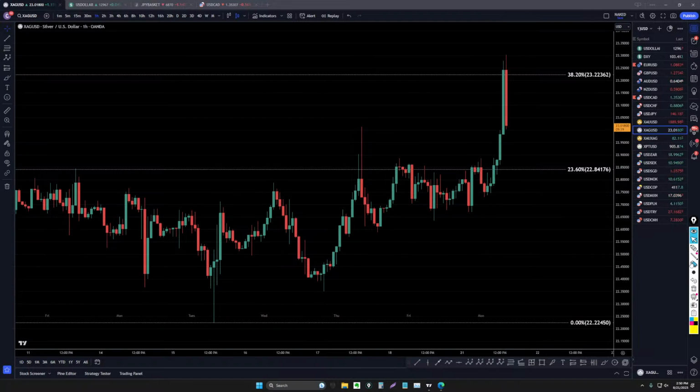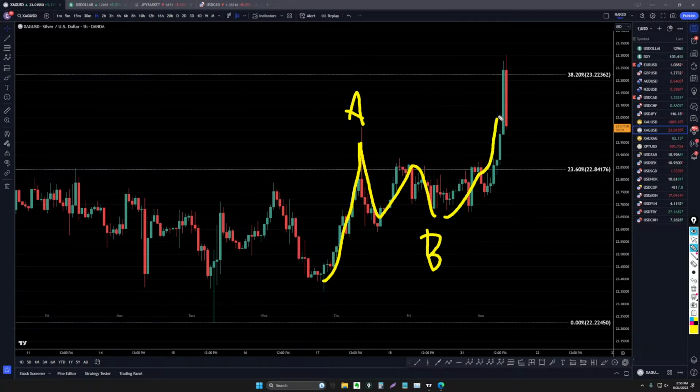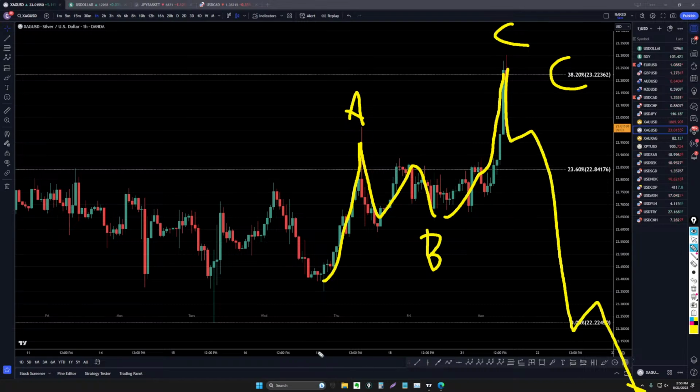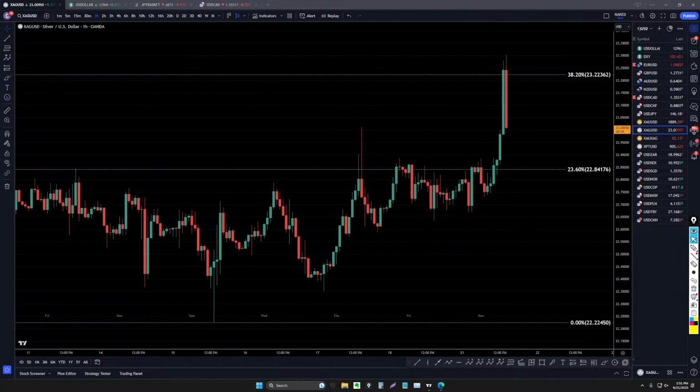So let's see. Wow, look at that. That's an A. That's actually a pretty clear pattern. That's a short right there. A, B, and C. 38% fib. Big impulsive move down. I think this is going to keep going. I think that was a shorting opportunity right there. Pretty nice looking, that's for sure.